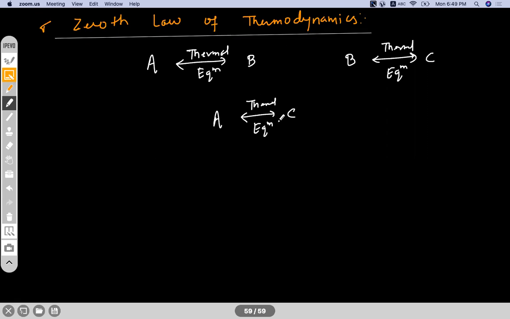If two systems are in thermal equilibrium with a third system, then they are also in thermal equilibrium with each other. Okay, this is the statement we have here.